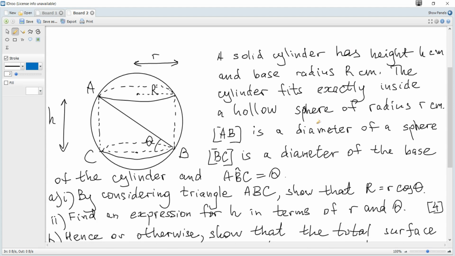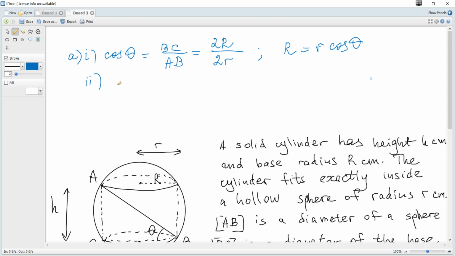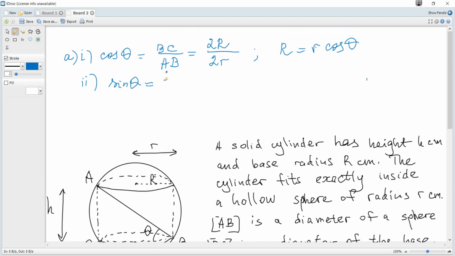Find an expression for h in terms of r and theta. For the same triangle, we can consider sine of theta, which is AC over AB, and AC is the required height h, and AB is the diameter of the sphere, it's 2 times r, and hence h is 2 times r times sine of theta.